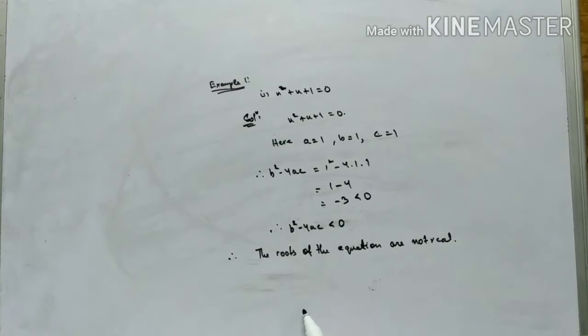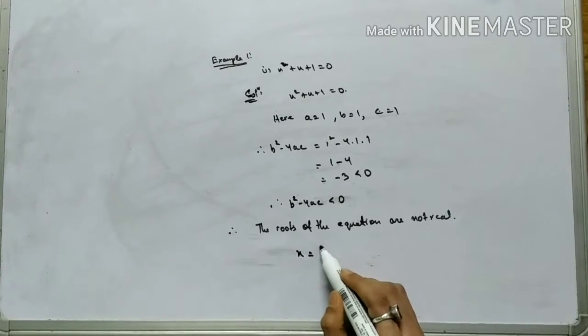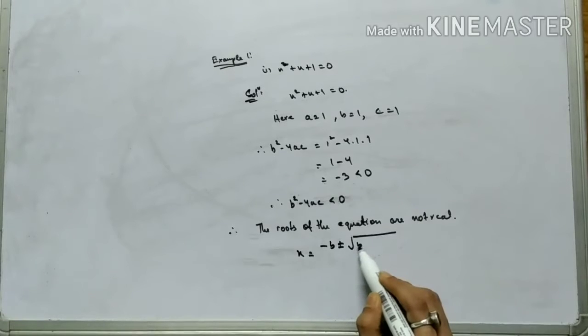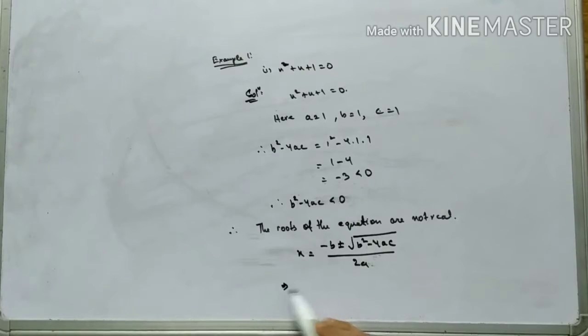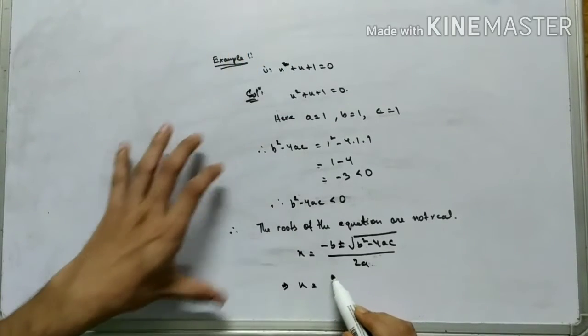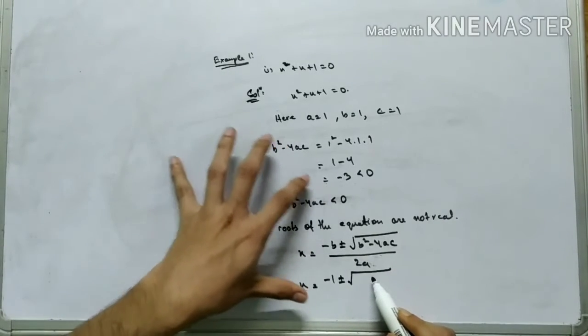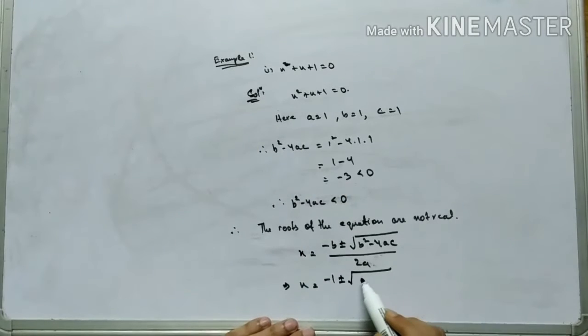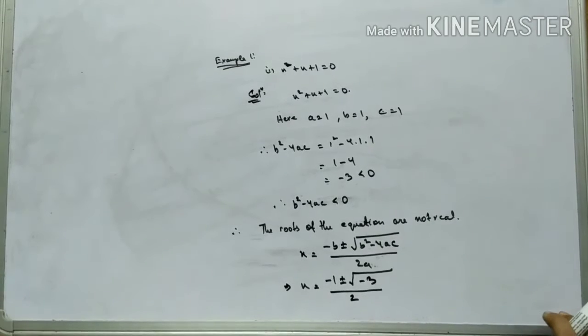You understand? The roots of the equation are not real. So now you see, x equals minus b plus minus root over b square minus 4ac, by twice a. Therefore x equals minus 1 plus minus root over b square minus 4ac, here b is 1. This equals minus 3, I got, so minus 3 by 2 I will get. Understand?